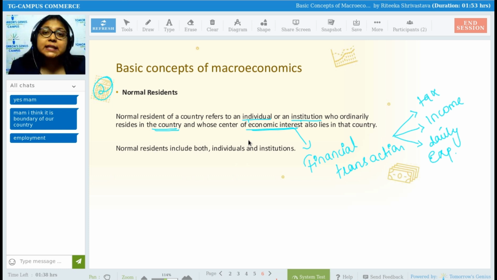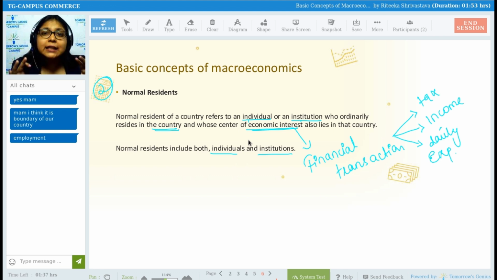So any person who is living in that country and doing all his financial transactions in that particular country will be called a normal resident of the country. Now, normal resident includes both individuals as well as institutions. An individual can be said to be a normal resident of the country, and a company can also be said to be a normal resident of that particular country.